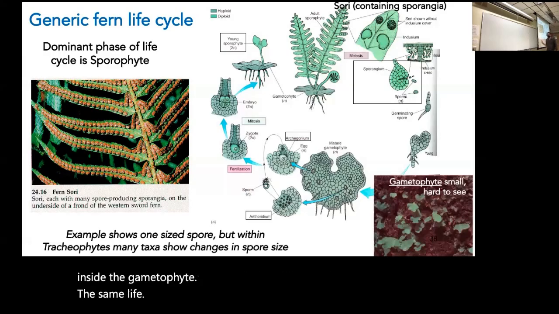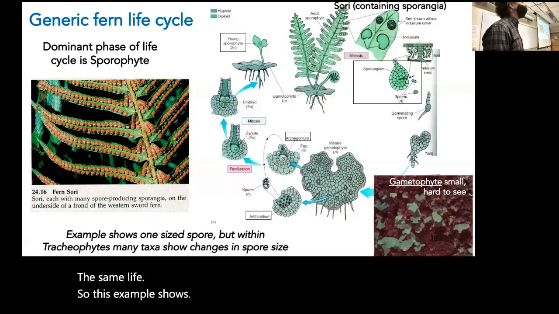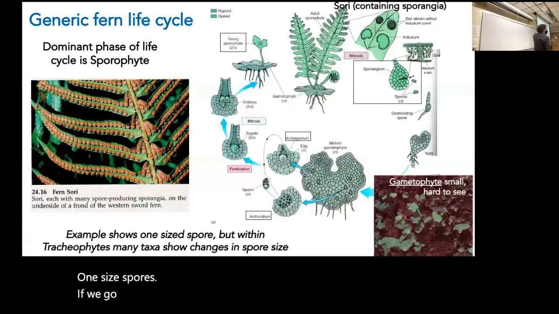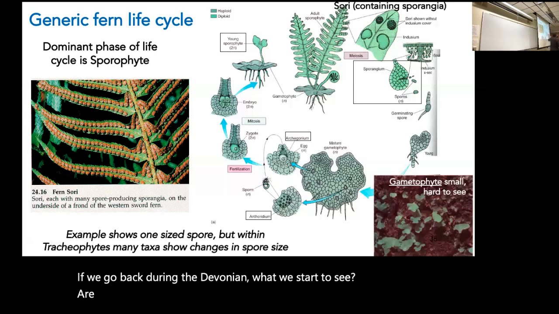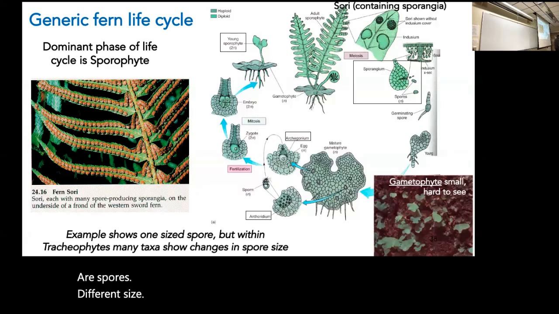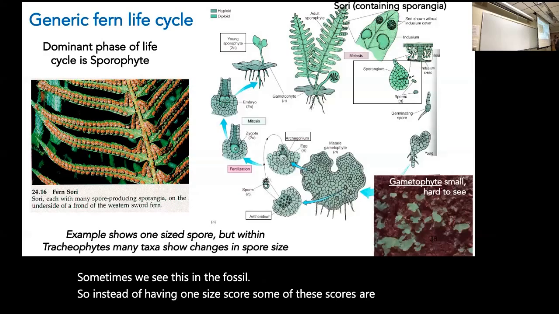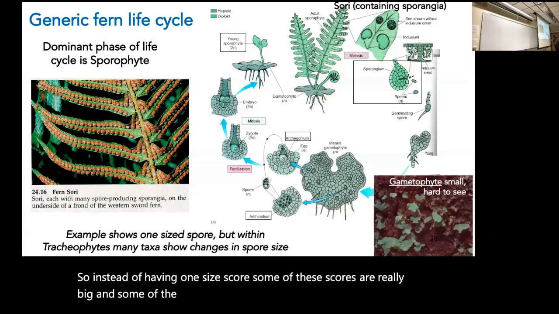So this example shows one size of spores. Now, if we go back during the Devonian, what we start to see are spores of different sizes. Sometimes we see this in the fossil record. So instead of having one size of spore, some of these spores are really big, and some of the spores are really small.